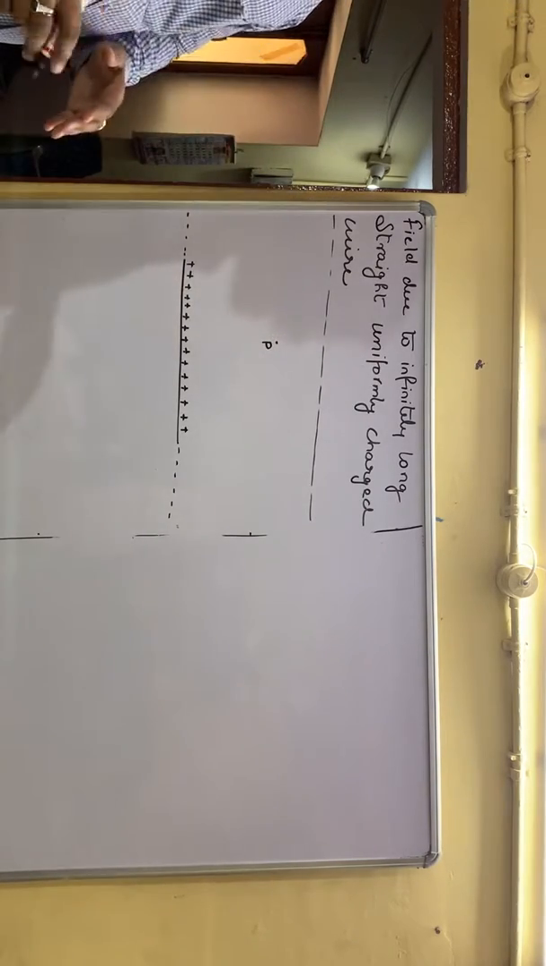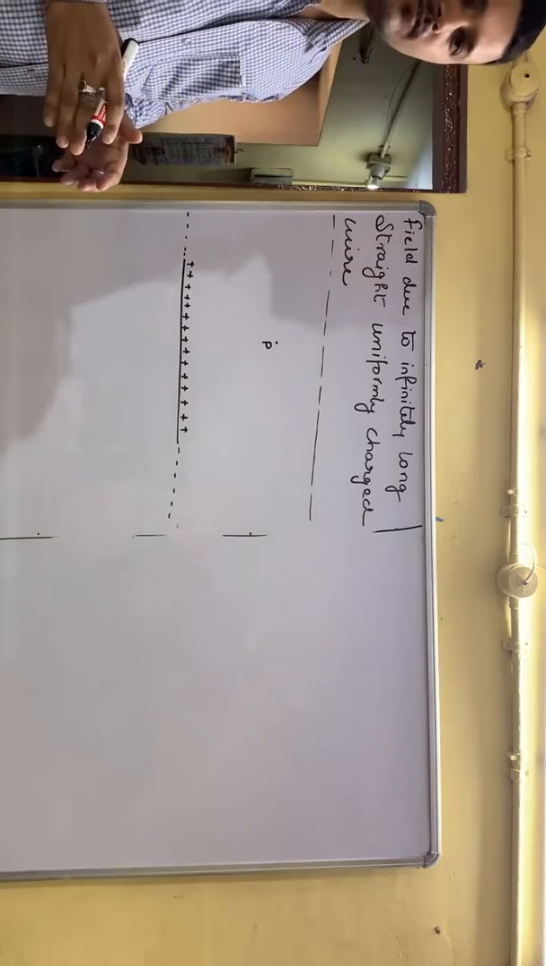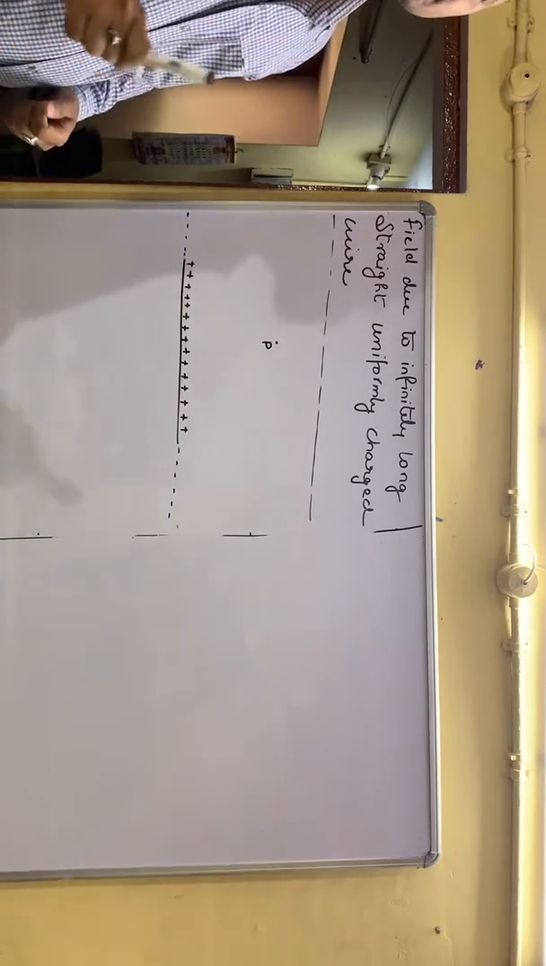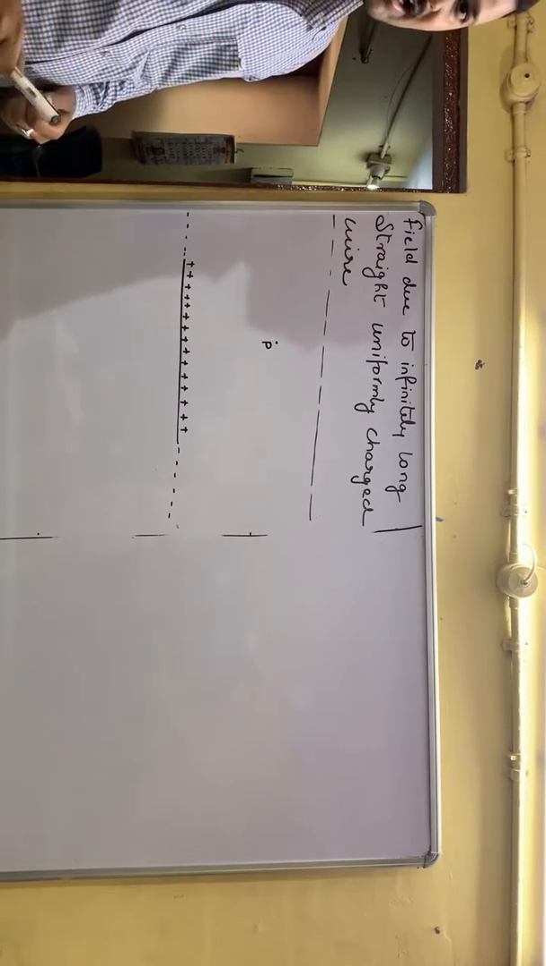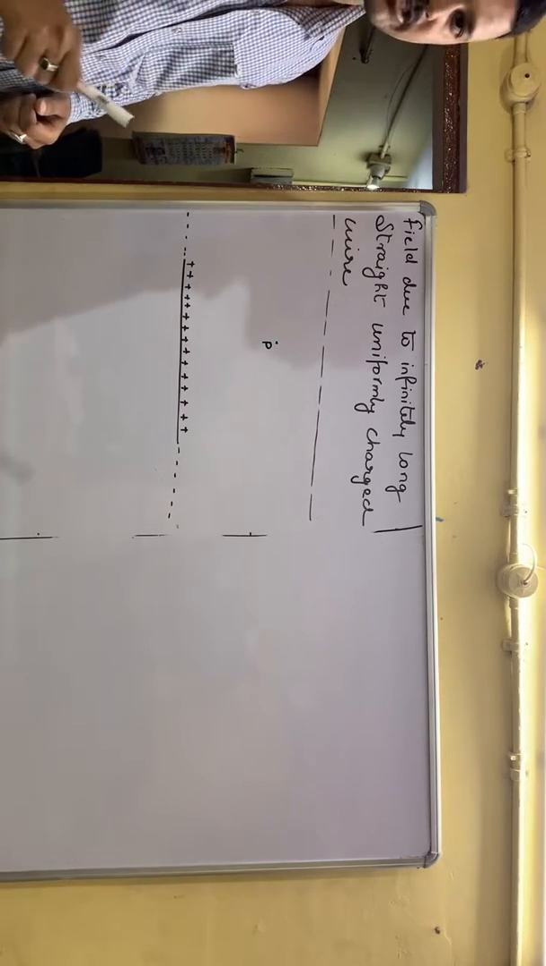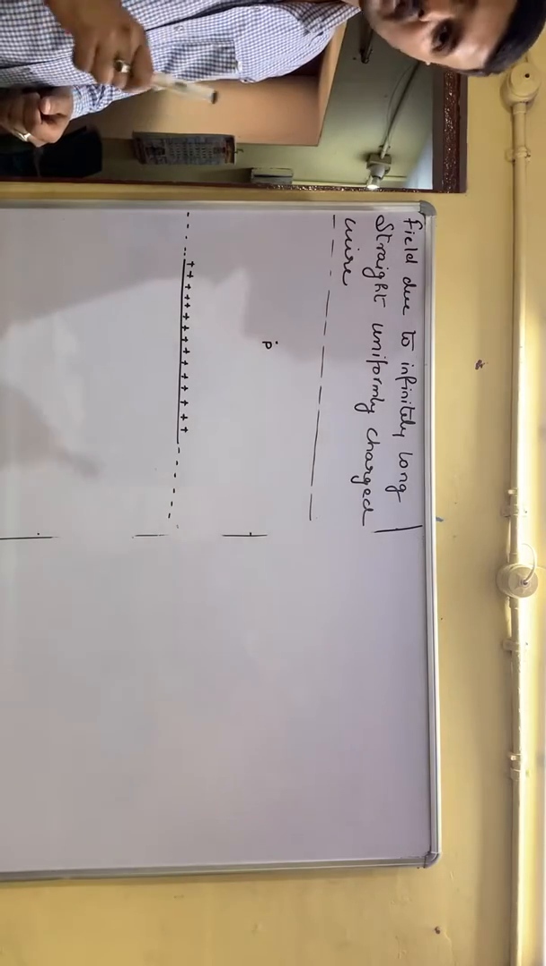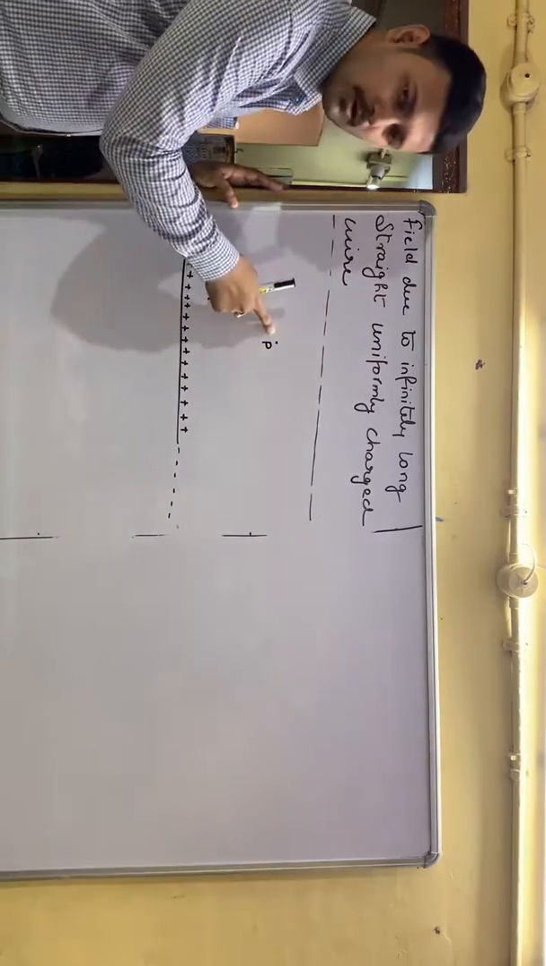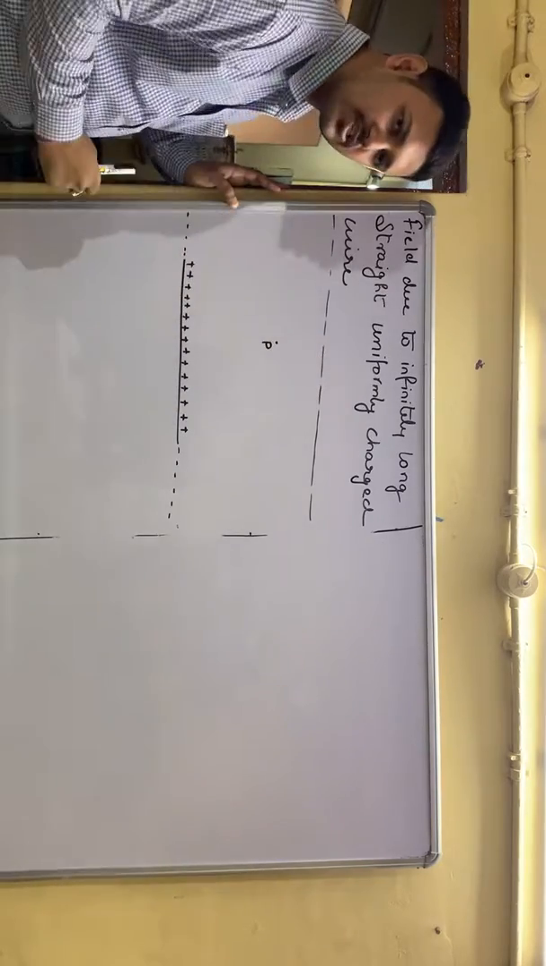At the point at which we need to find the electric field intensity, we keep a test charge, and the test charge is always positive in nature. That means this positive and this positive will be repulsive in nature.